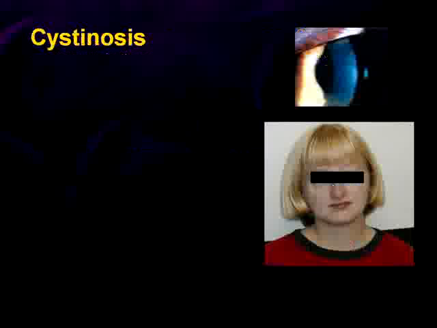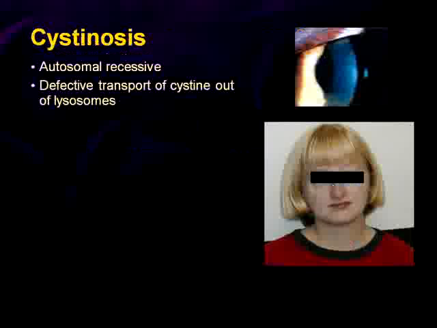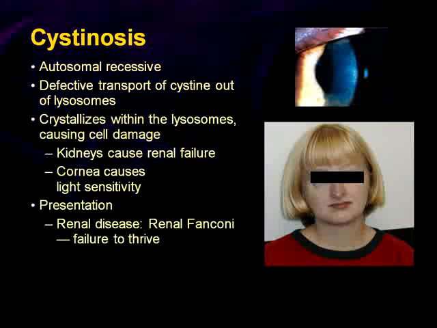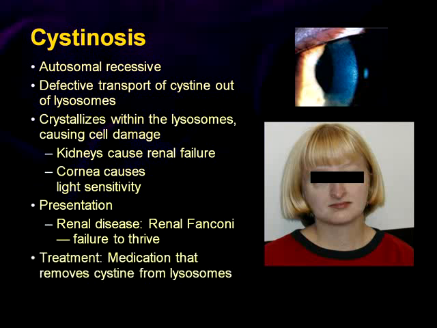Right, cystinosis is autosomal recessive. It's a defective transport of cystine out of the lysosomes. So then it begins to crystallize within the lysosomes, and this causes cell damage, leading kidneys to fail, and in the cornea causes light sensitivity. So you end up with a renal Fanconi picture and failure to thrive, and you give them a medication that removes cystine from the lysosomes.